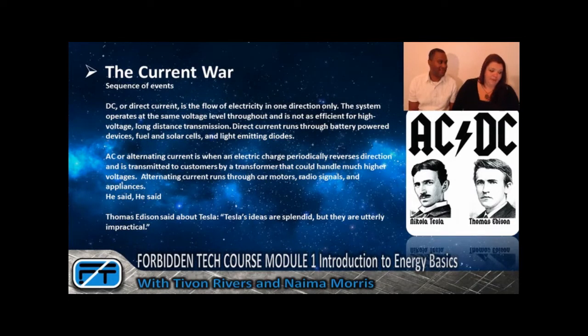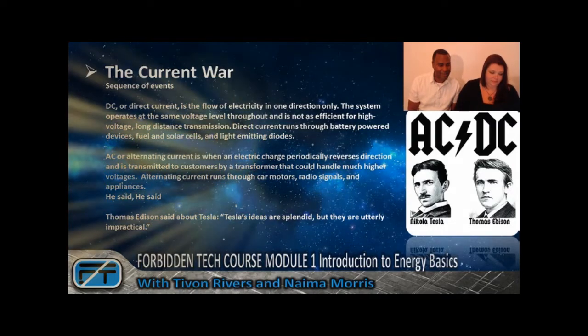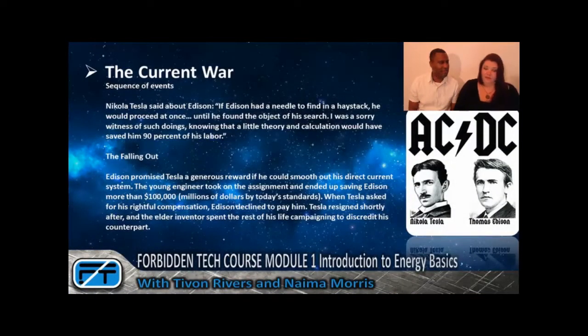Anyway, part of the current war is this whole section about what they said about each other, because they really did not like each other. This is what Thomas Edison said about Tesla: Tesla's ideas are splendid, but they are utterly impractical. And this is what Nikola Tesla said about Edison: If Edison had a needle to find in a haystack, he would proceed at once until he found the object of his search. I was sorry to witness such doings, knowing that a little theory and calculation would have saved him 90% of his labor.